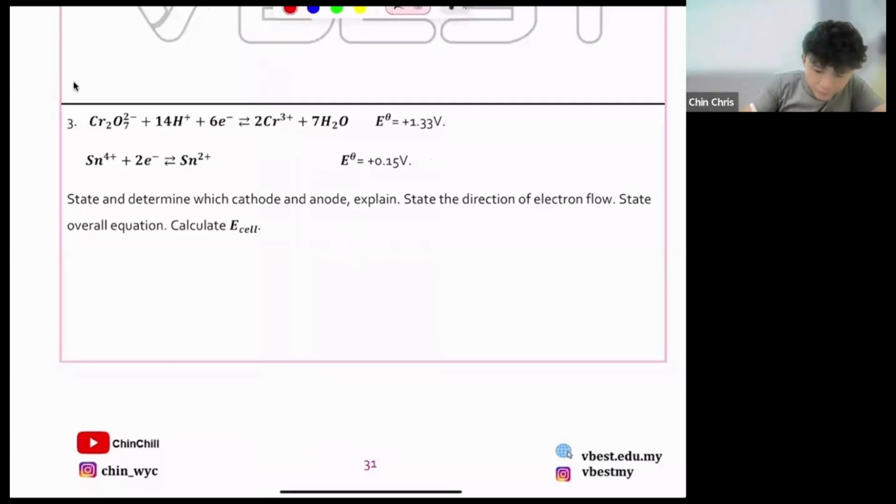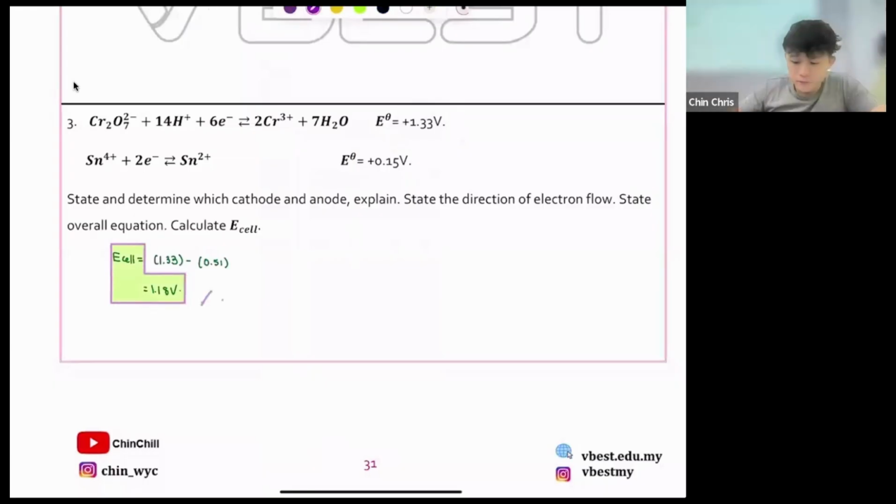What's your E cell? Your E cell is a no-brainer formula, which is 1.33 minus 0.155. More positive minus less positive. That's it. Okay, 1.18. That's it. Okay, just apply the formula. Done. All right, guys. Next, I want my overall equation.